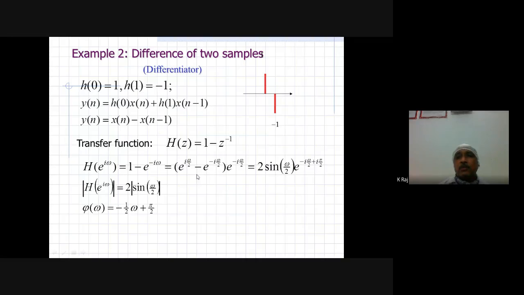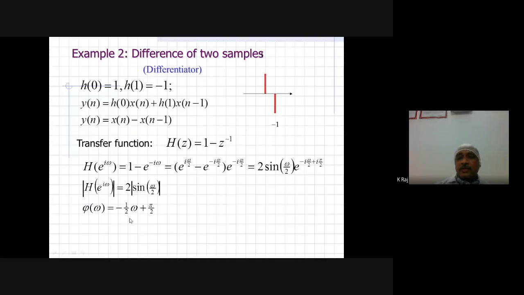If we divide this by 2 and multiply by 2, then this total term becomes the sine function. Hence this will be equal to 2 sine omega by 2 times e to the power minus j omega by 2 plus j pi by 2. Now the magnitude of this transfer function will be equal to twice the magnitude of sine omega by 2, and the phase will be minus omega by 2 plus pi by 2.